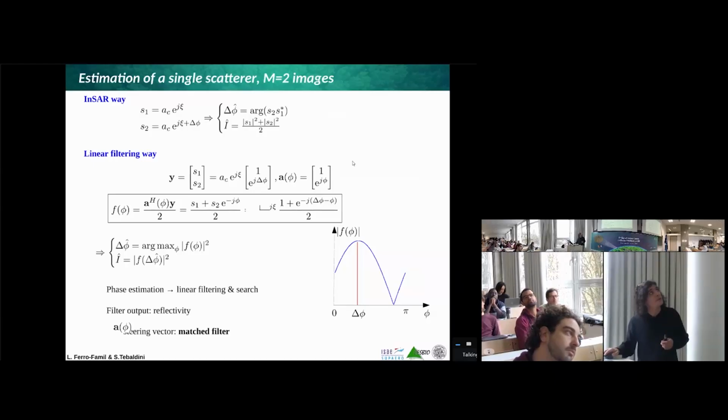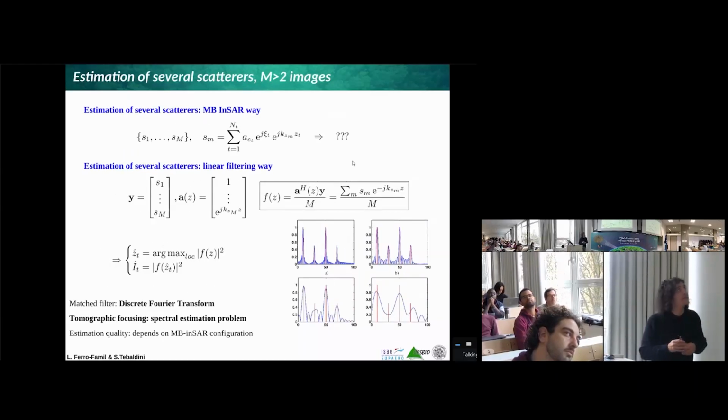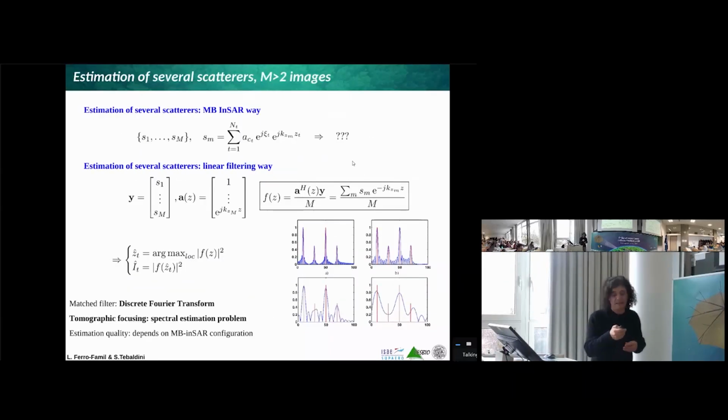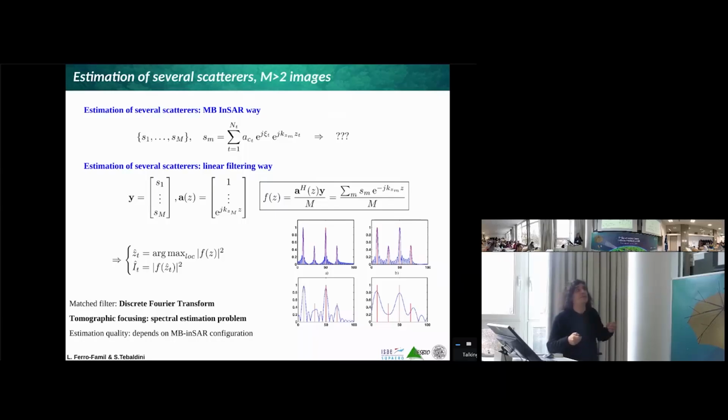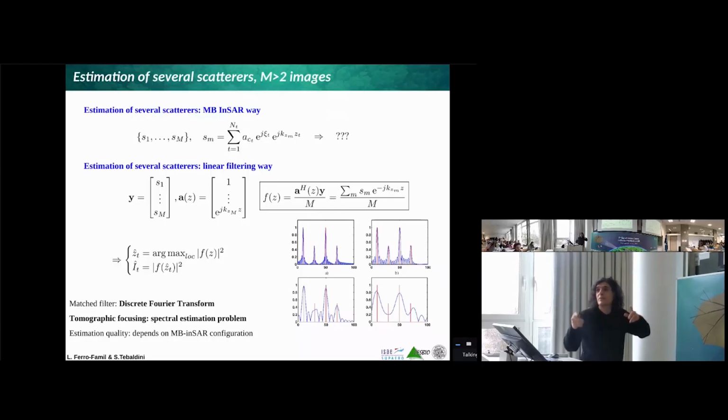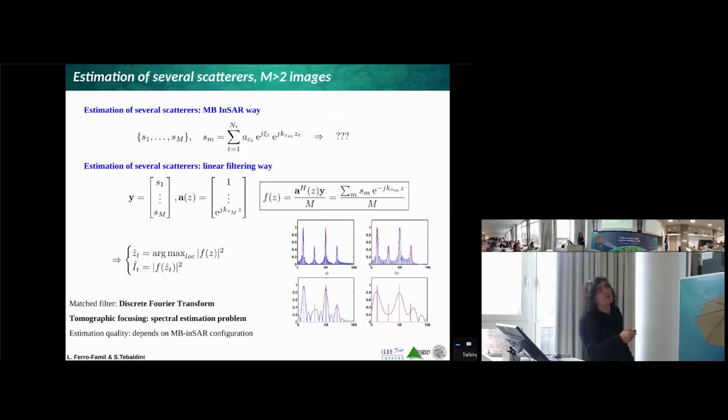Because in the multi-baseline case, if you want to perform the analysis in the interferometric way, then this is extremely difficult. You have M acquisitions, you have many combinations. You can take the first image with the second, with the fourth, and looking at all these phases simultaneously is mission impossible, okay? So if you want to really analyze what's the content of the data, then you resort to this tomographic way of converting phase difference into amplitude, okay, as I said before, and in fact what you are doing is a Fourier transform.